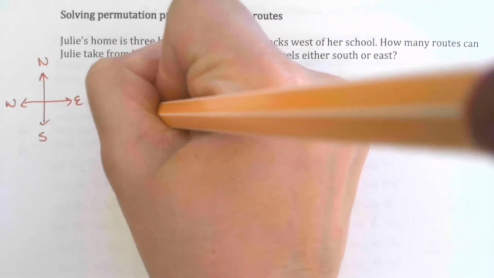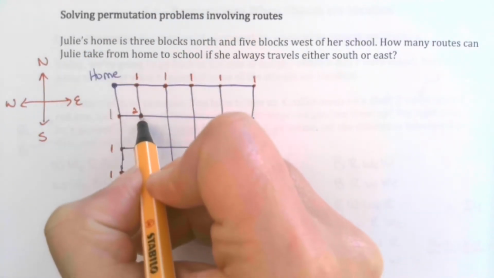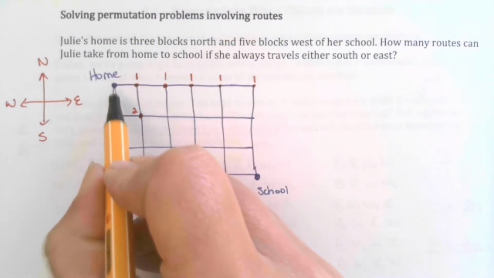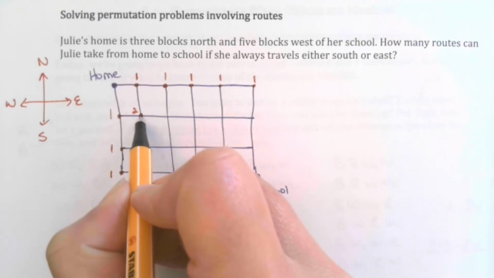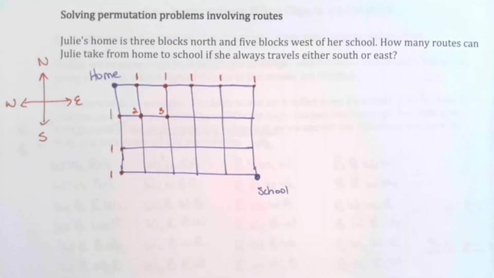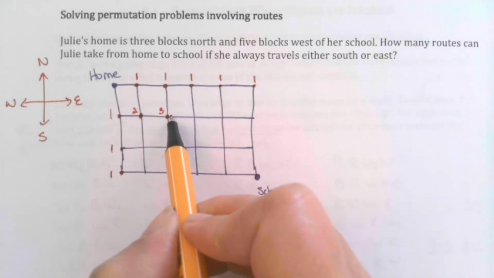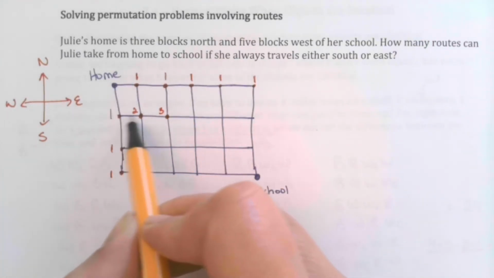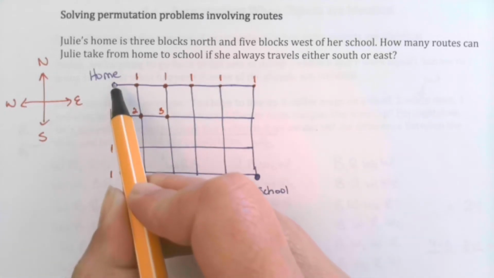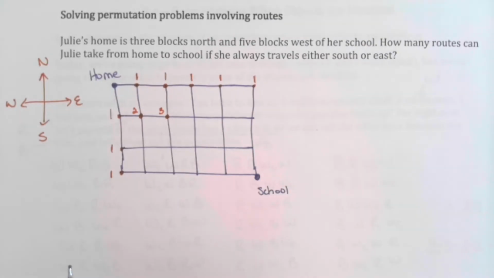If she wants to get here though, there's two paths. She can go east, then south, or she can go south, then east. So there's two ways to get here. To get right here, there's going to be three ways. She could go all the way east, then south. She could go south and then all the way east. Or she could go east, south, east, and get to right here.